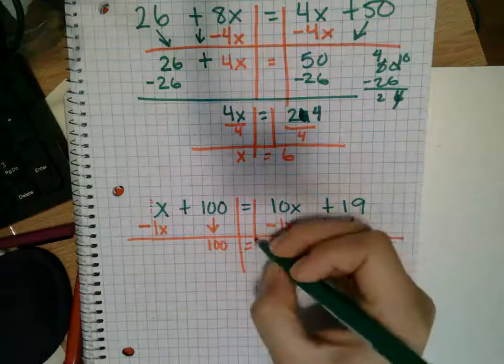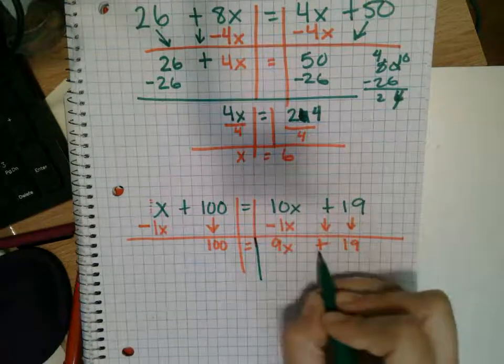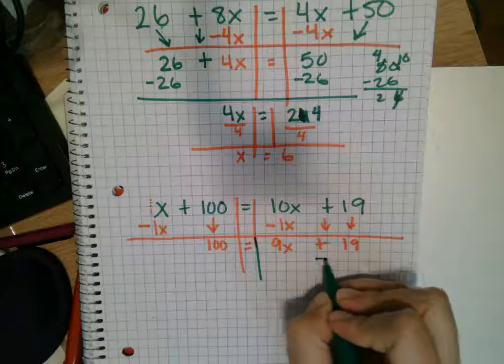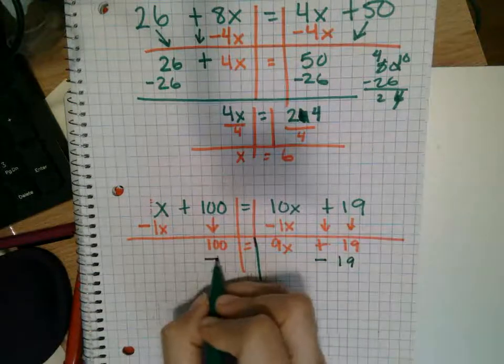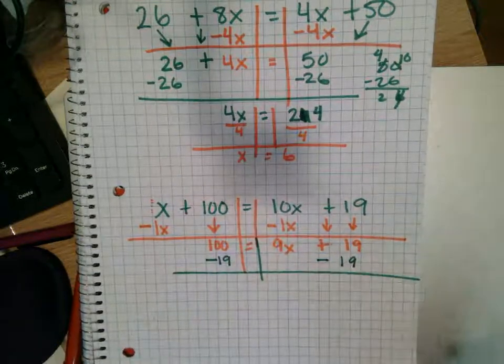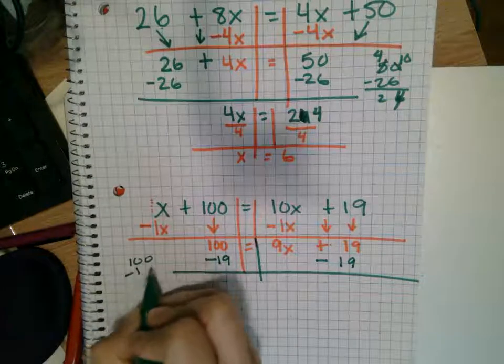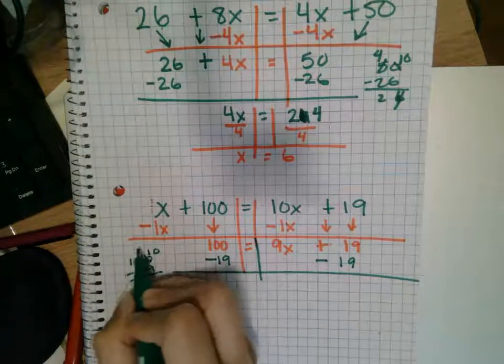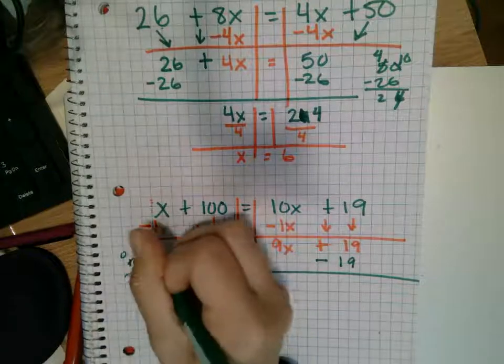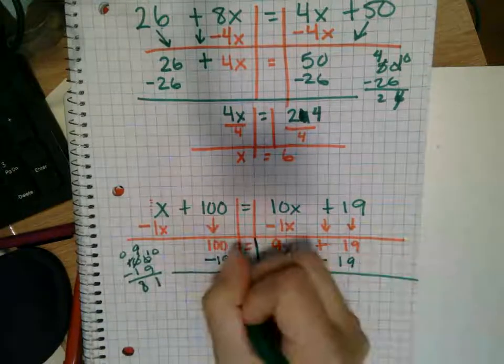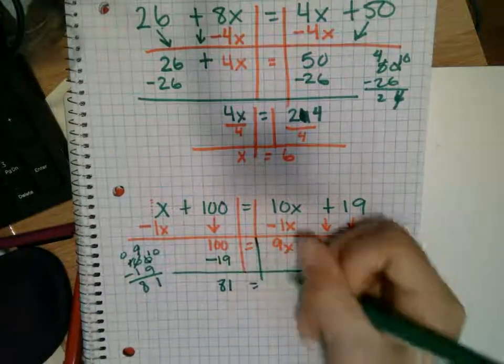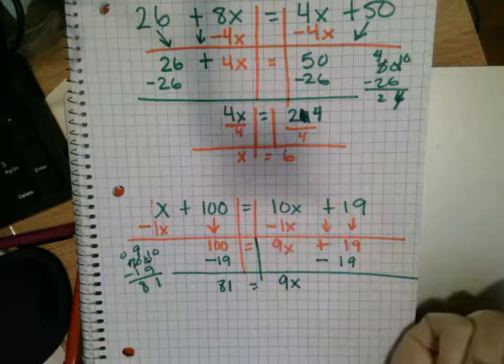You want x by itself. So that means I got to move the 19. It says plus 19, so you're going to do subtract 19, subtract 19. So 100 minus 19, and I'm going to borrow. That gives me 1. That gives me 8. 81 on this side is equal to 9x on this side.